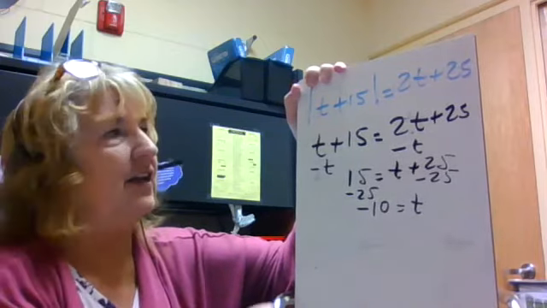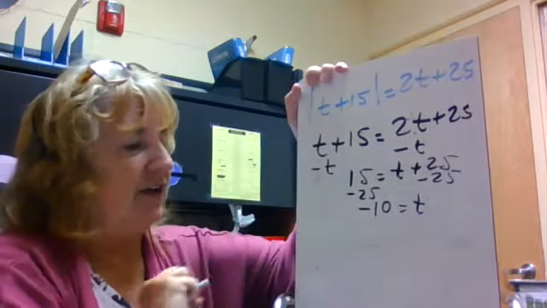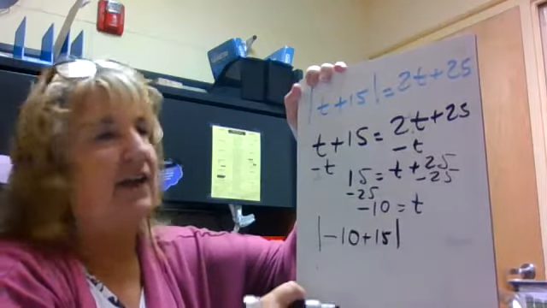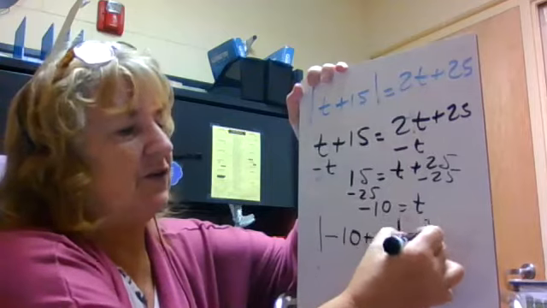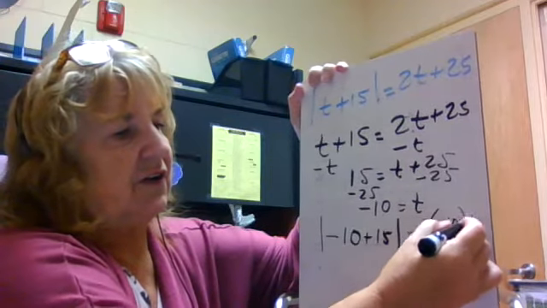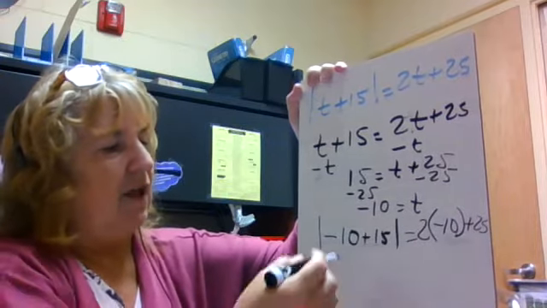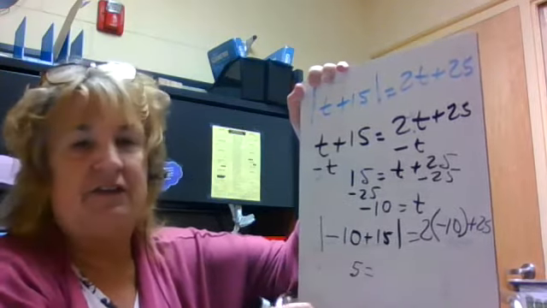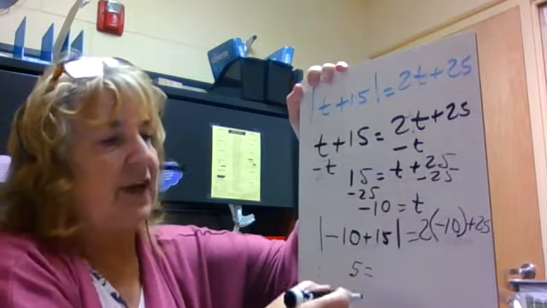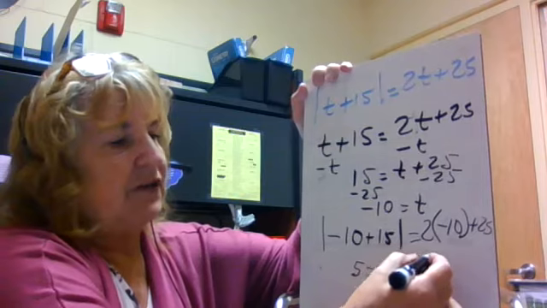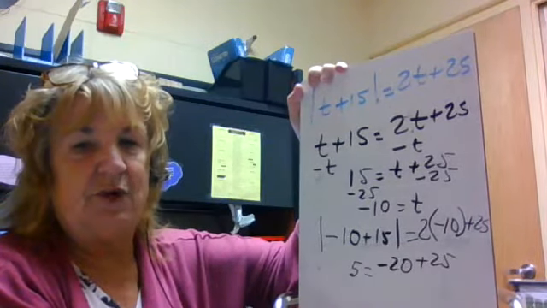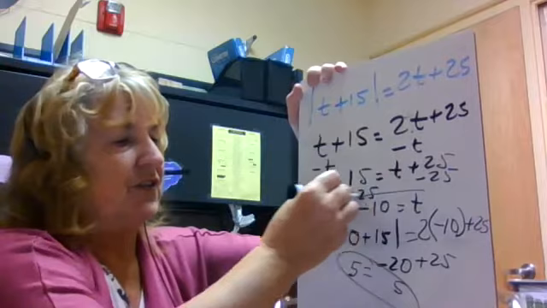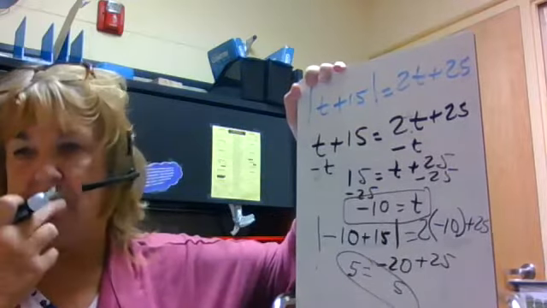Now again, we're going to check it. So we're going to put the negative 10 in there. So I have negative 10 plus 15. And then I'm going to put the negative 10 right there also. Well, negative 10 plus 15 is 5. The absolute value of 5 is 5. Over here, 2 times negative 10 is negative 20 plus 25. Well, negative 20 plus 25 is 5. So these are both the same, so that answer works. So that's the only answer to the problem.